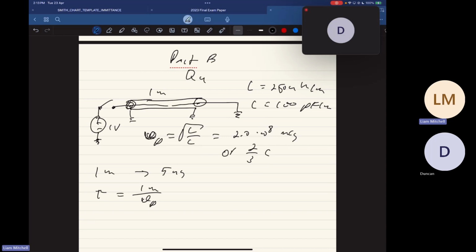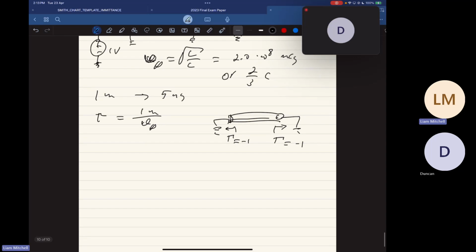And then if you look at this, it looks like a short on one side and a short on the other side. So gamma from here is -1, and gamma from here is -1 as well. Okay. And actually, this question is a bit different from anything we did in class. I don't think we did a question like this in class, because it shows you something interesting.